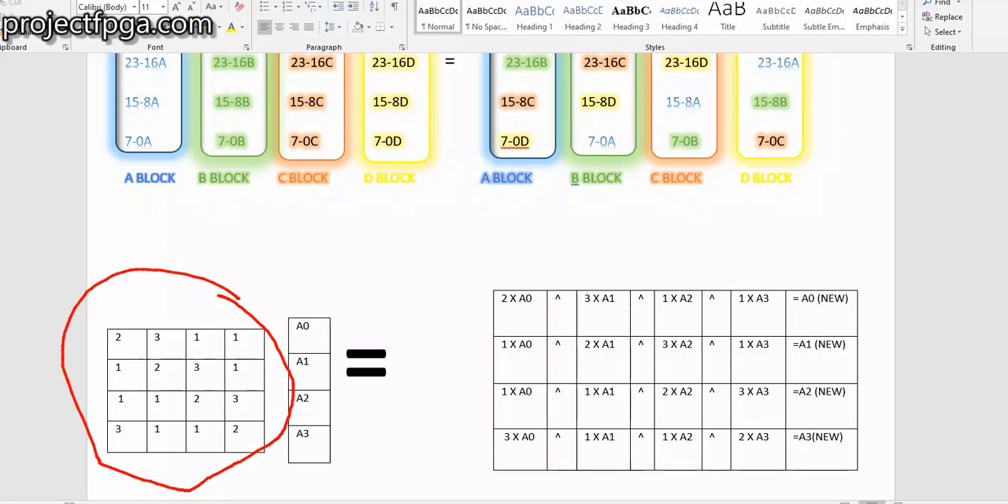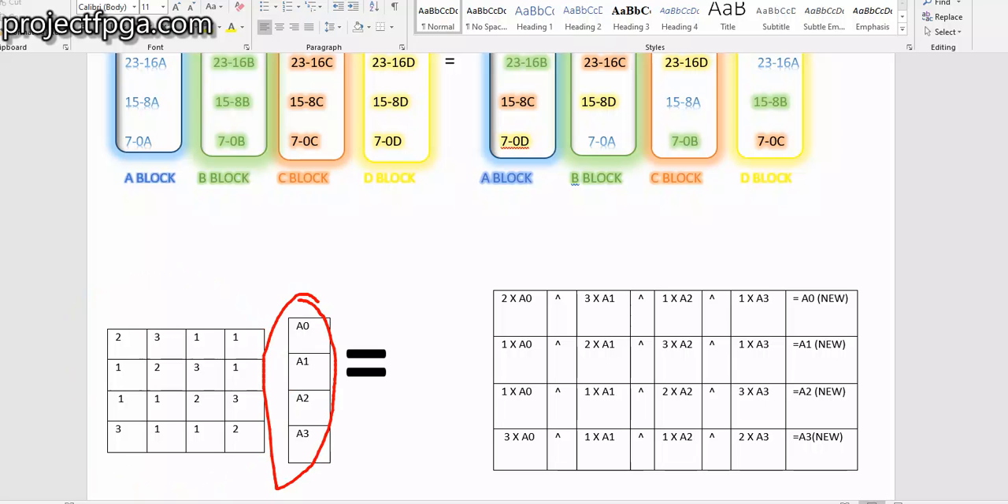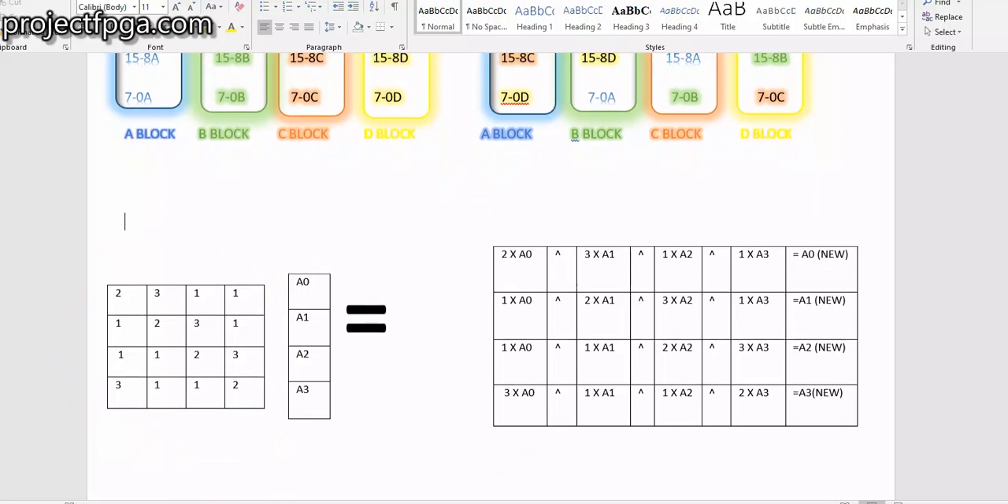We're going to multiply block A with this matrix, block B with this matrix, block C with this matrix, and block D with this matrix. I'm going to do this just for only one block, and you repeat it for the rest of the blocks. I'll be using block A for this. So this is block A. I'm going to multiply it with this matrix. This is the usual matrix multiplication. So you select each of the blocks.